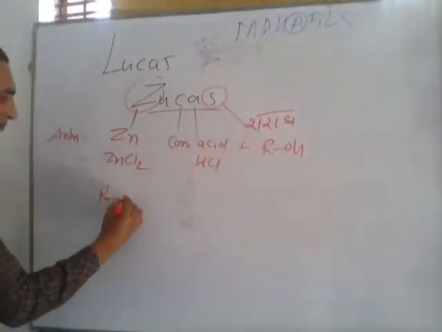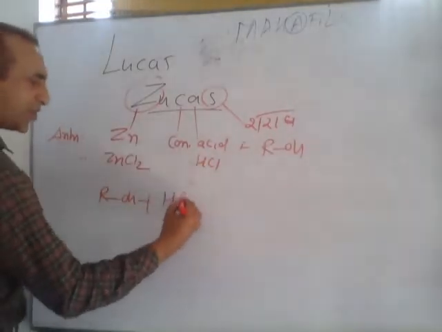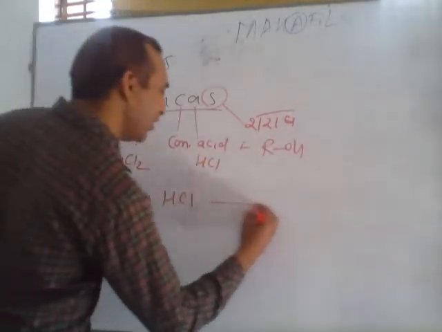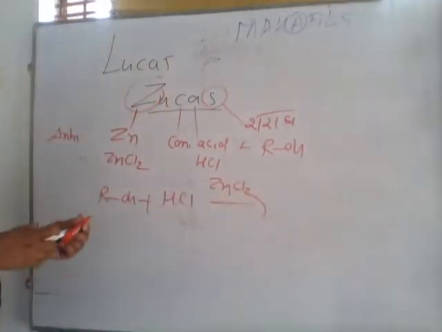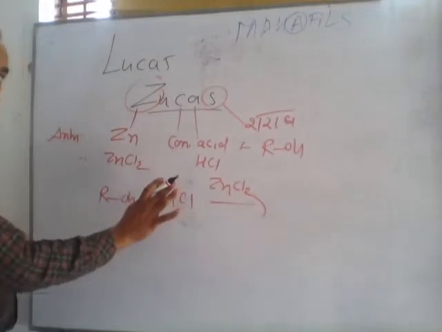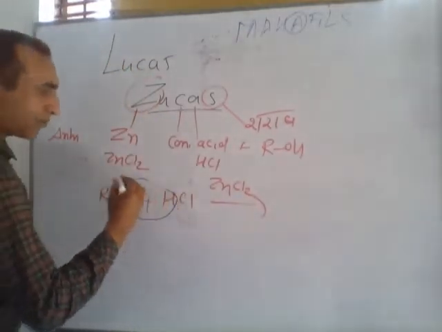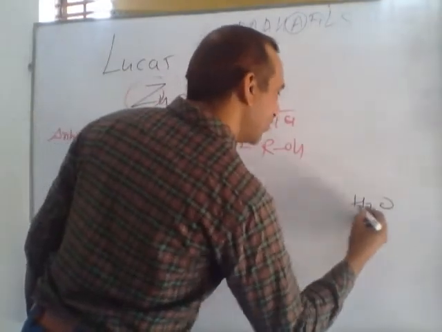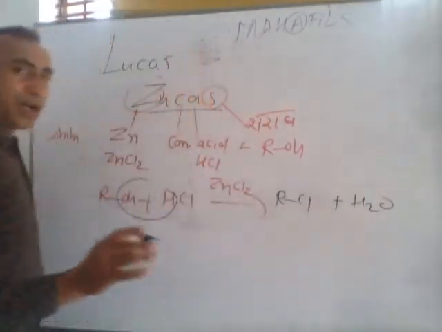Alcohol reacts with HCl, HBr, or any such compound in the presence of zinc chloride. Then what will happen? Very simple. This reaction is called the Lucas reaction. A water molecule will form along with RCl.